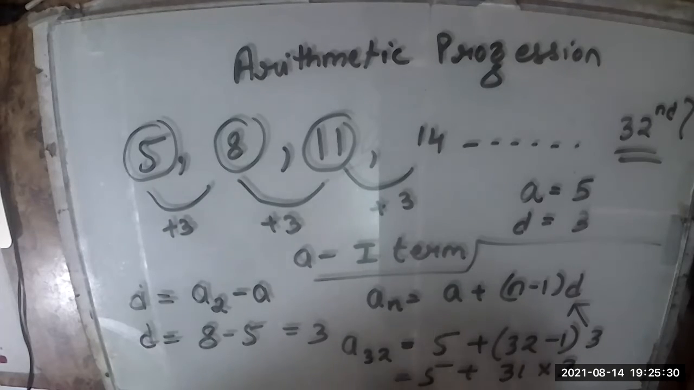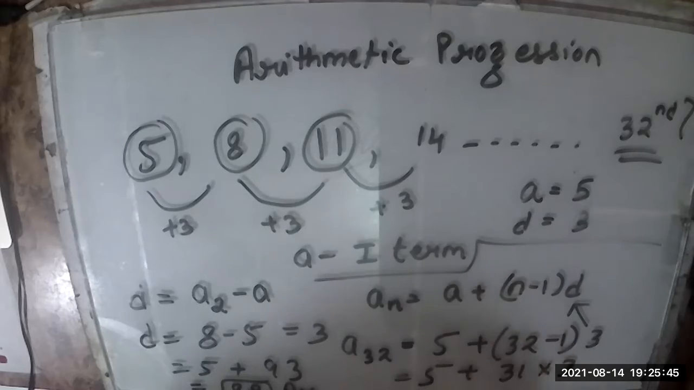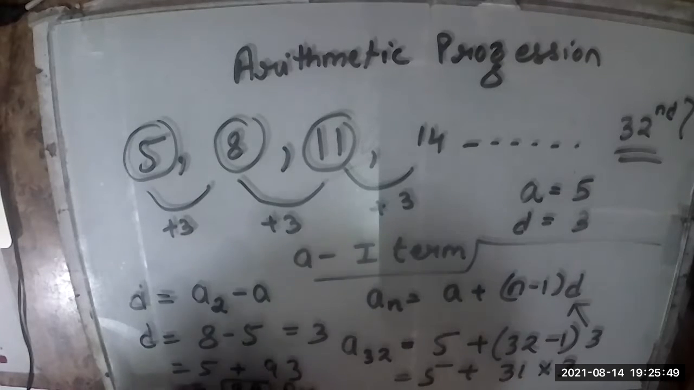Now we'll solve it. It is 5 plus 31 into 3, which is 93. 93 plus 5 is 98. So here you got the term. Which is the term? The 32nd term of this series is 98. This is the way by which you can find any term of the arithmetic progression.